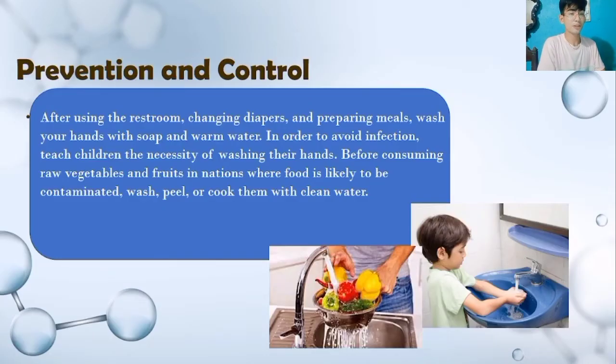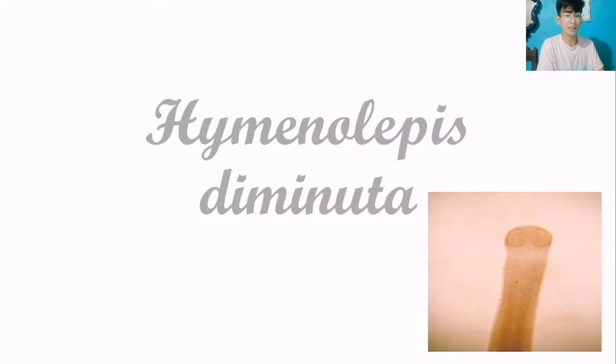Prevention and control: after using the restroom, changing diapers, and preparing meals, wash your hands with soap and warm water. And in order to avoid infection, teach children the necessity of washing their hands. Before consuming raw vegetables and fruits in areas where food is likely to be contaminated, we need to wash, peel, or cook them with clean water.